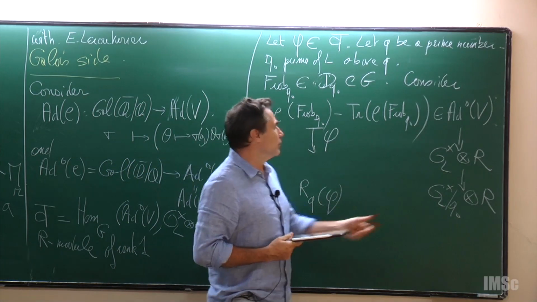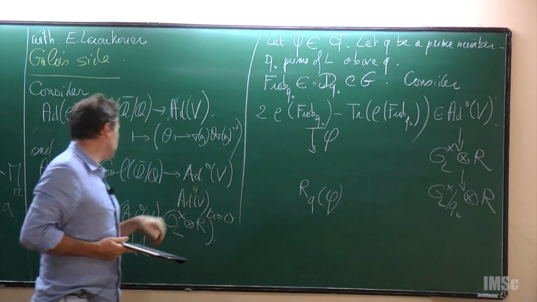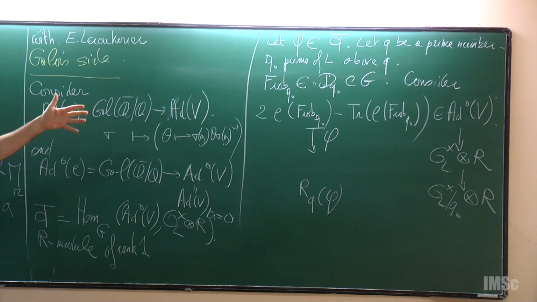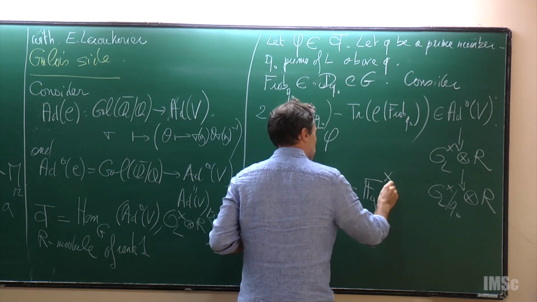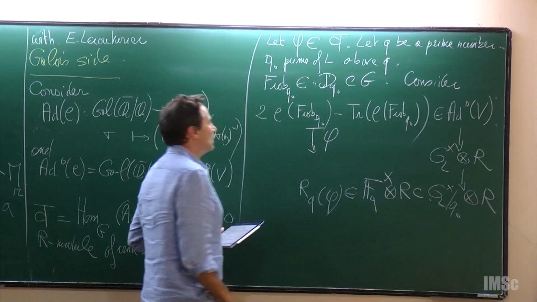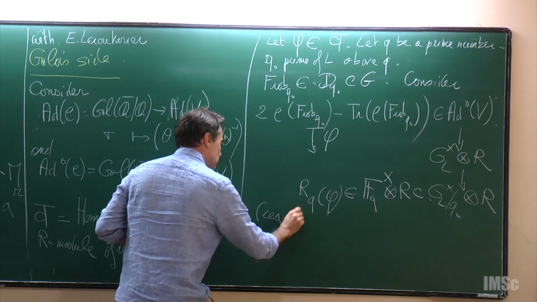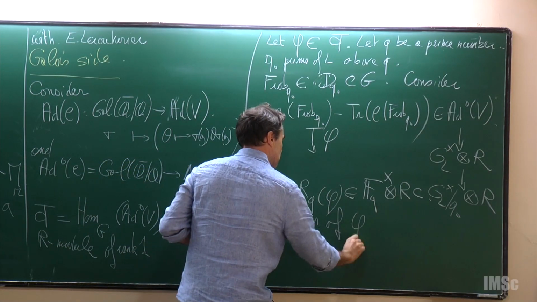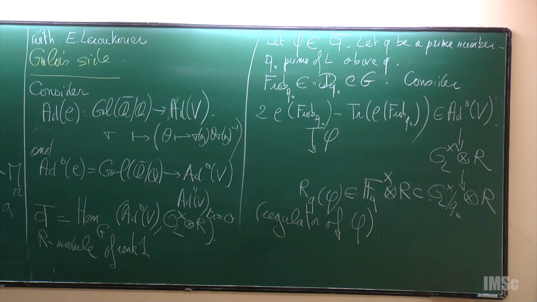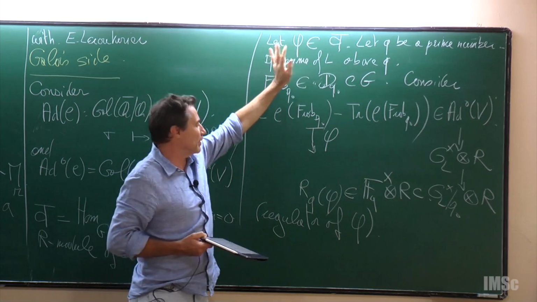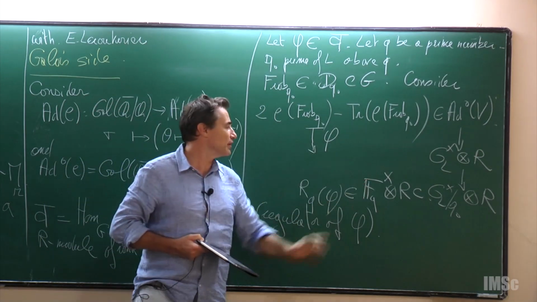So this is a priori a finite field, which is a finite extension of FQ. But since phi is compatible with the action of G, and in particular compatible with the decomposition group, what you get belongs in fact to FQ star tensor R. So it's a sort of regulator of phi. Okay, so that's all for the Galois side. So we have made one choice, which is a choice of phi, and now you can let the prime number Q vary, and you have a collection of elements in FQ star tensor R.